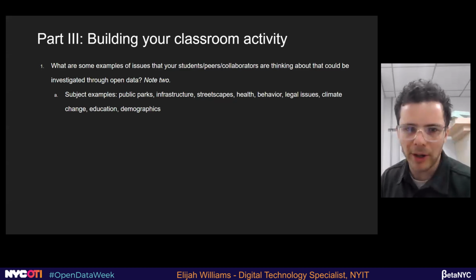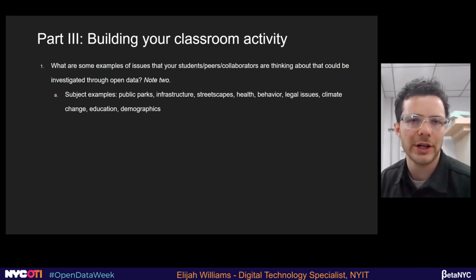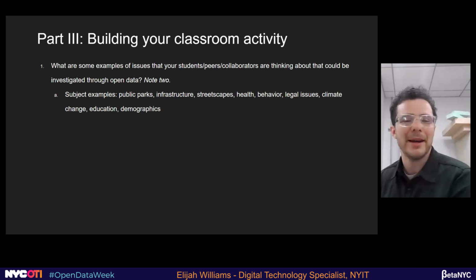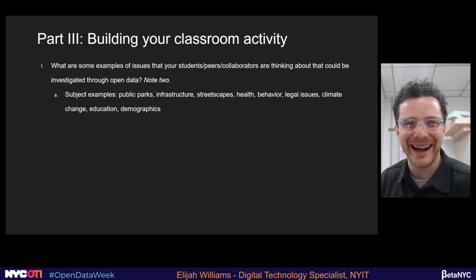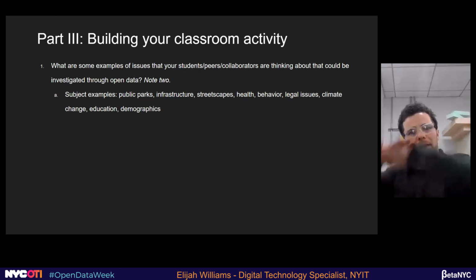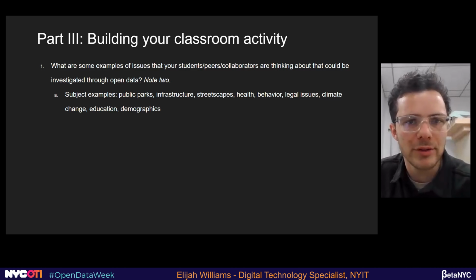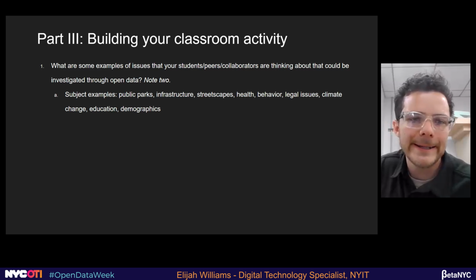So I just mentioned public parks, infrastructure, streetscapes, health, behavior, legal issues, climate change, education, demographics, right? These are all different sorts of categories that open data literally has tabs that you can sort by in a whole different set of portals, right? Open data portals on top, and we show the portals because our students are not data scientists, as many of your user groups, I imagine, are not.